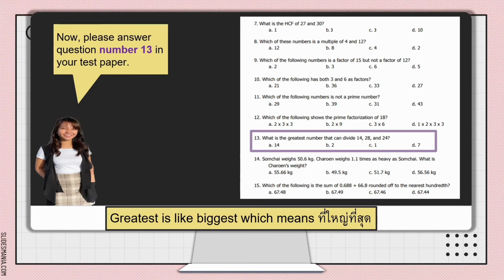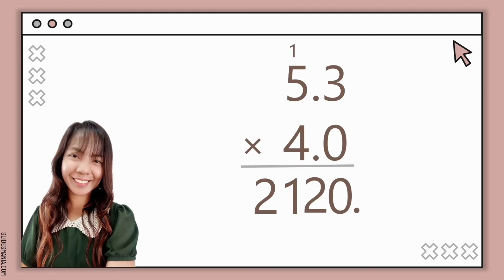Now please answer question number 13 in your test paper. Next. Okay, so this is just a quick review about multiplying decimals. It ends with 0 here, so just write 0, and then 4 times 3, 12, so 2 carry 1. 4 times 5, 20, plus 1, 21. Okay, then count the digits behind the decimal point.